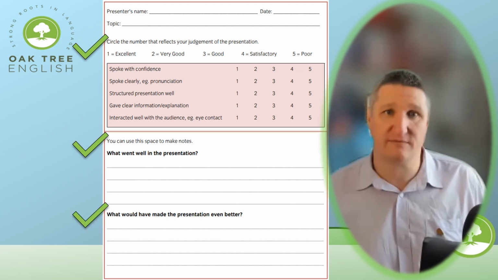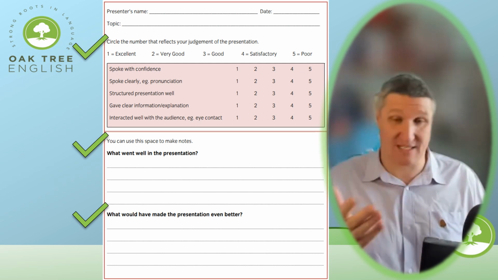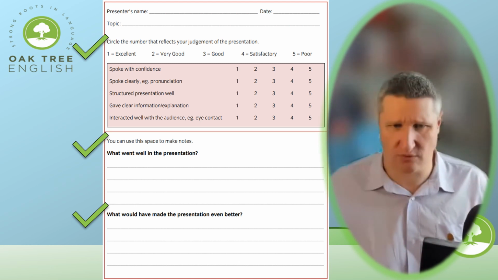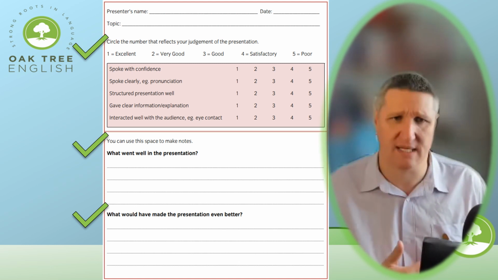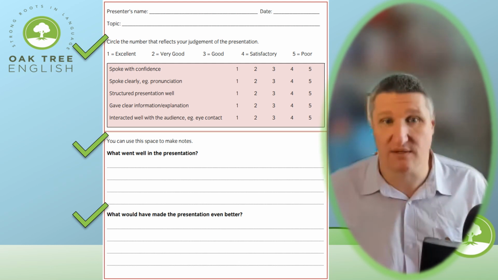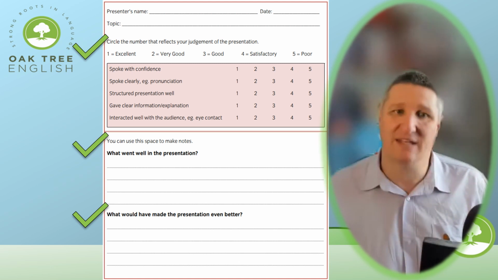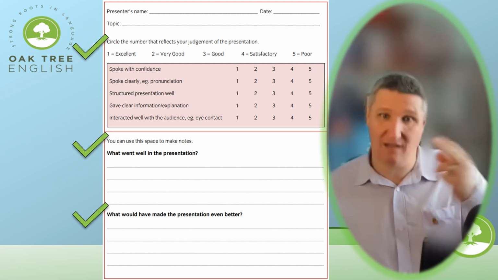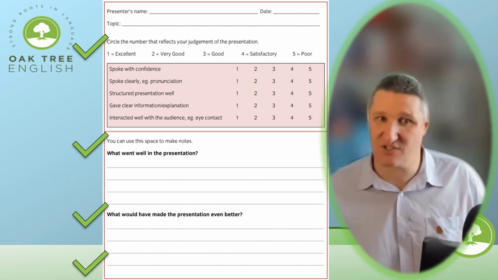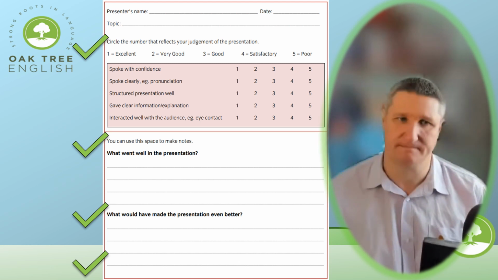You should also try and give 1 area for improvement. I suggested pronunciation, but it could be the structure of the presentation, or it could be how well the presenter interacted with the audience. Did they make eye contact, for example? And you also need to tell the presenter what you've noticed. So verbally provide constructive criticism. Again, be gentle.